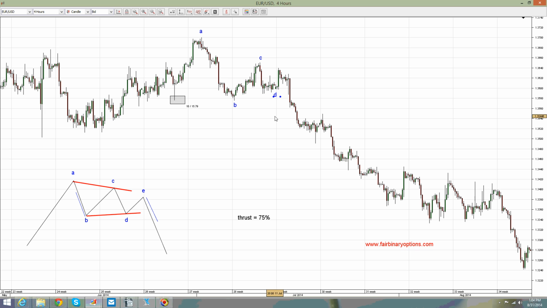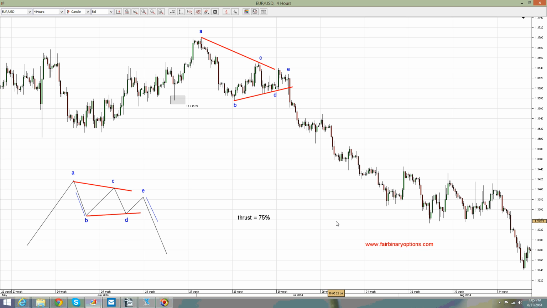A, B, C, D, and E. And there you go. We have the B to D trend line. And of course the A and C trend line. Now that is the contracting triangle. So again, the concept of the thrust of the triangle.